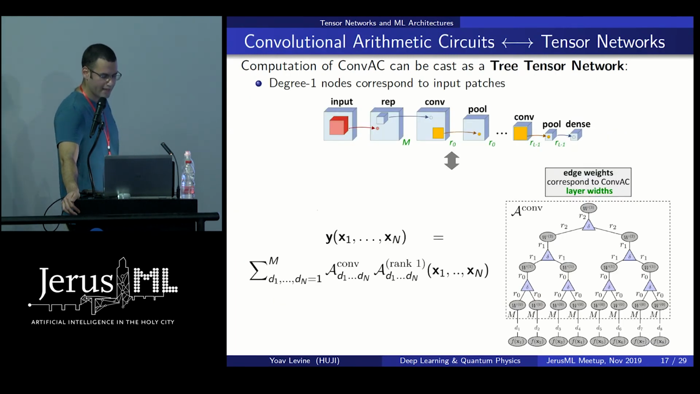So what we did is we cast the computation of a convolutional network as a tensor network, where the weights in this weighted graph are exactly the number of channels per layer in the network. So in the first layer we have R0 weights. In the 0th layer, that's the number of channels, the amount of feature maps that you choose to put in your network, and so on.